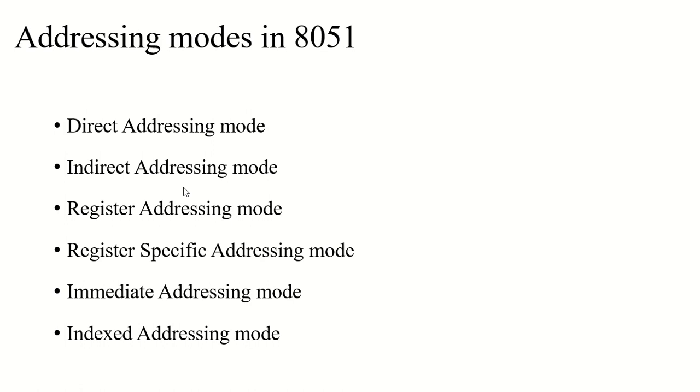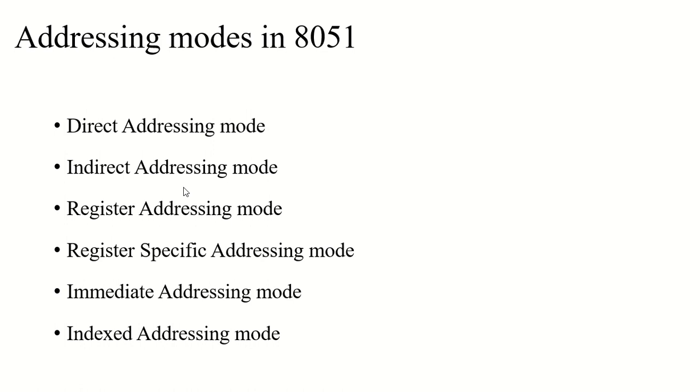See the example: MOV A, R2. So what would it do? It would copy the data from register R2 of the selected register bank to register A. So it is not as complicated as indirect register addressing mode. It is directly copying the data from register R2 of my selected register bank to register A.